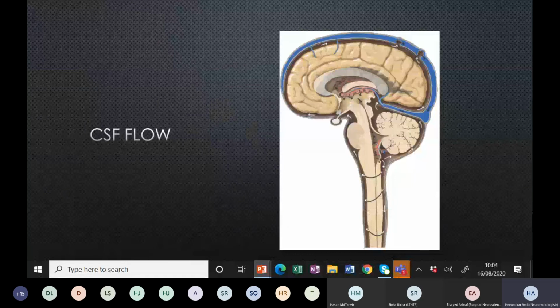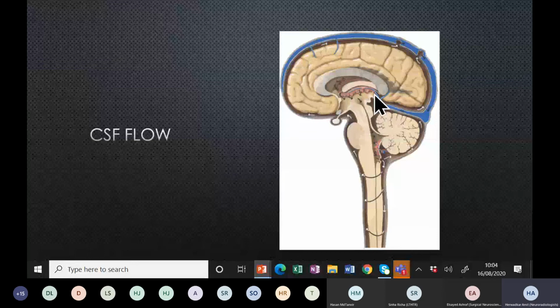Just finally, in the last 5-6 minutes, we're going to talk about the CSF flow, because I think it's important to understand that the cisterns, the CSF spaces, and the ventricles house this CSF, and it's important to understand how the CSF is formed and how it circulates.